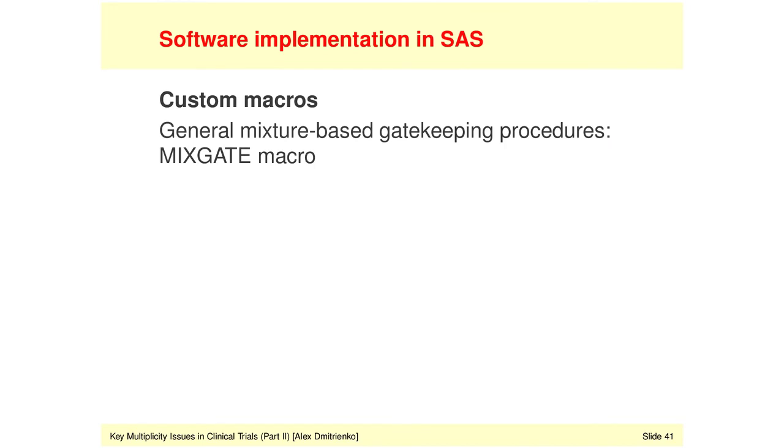The last section in this module covers software implementation issues. Beginning with software implementation options in SAS, I would like to mention that a custom macro that we used in Module C, the same custom macro called the mixed gate macro, could be used to provide multiplicity adjustments based on a fairly broad class of general mixture-based gatekeeping procedures.